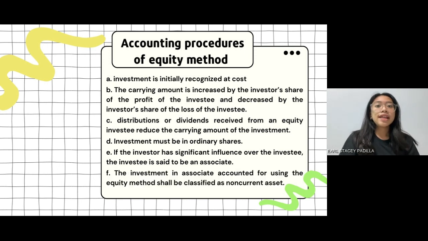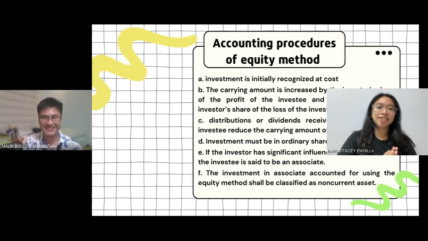Letter F. The investment in associate accounted for using the equity method shall be classified as a non-current asset, given that the method covers the investment, which is a long-term asset, since they cannot easily be converted into cash within a year. So that's it for the accounting procedures.